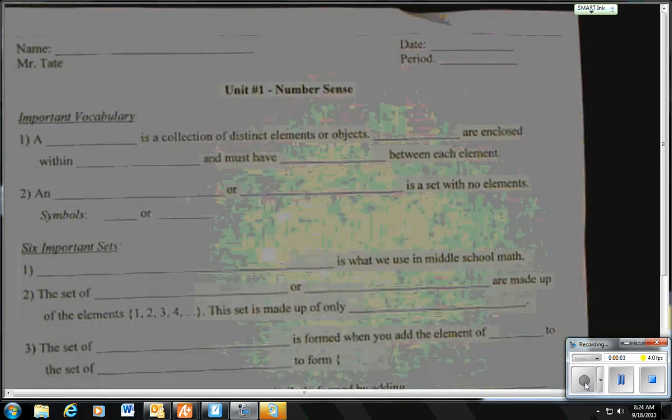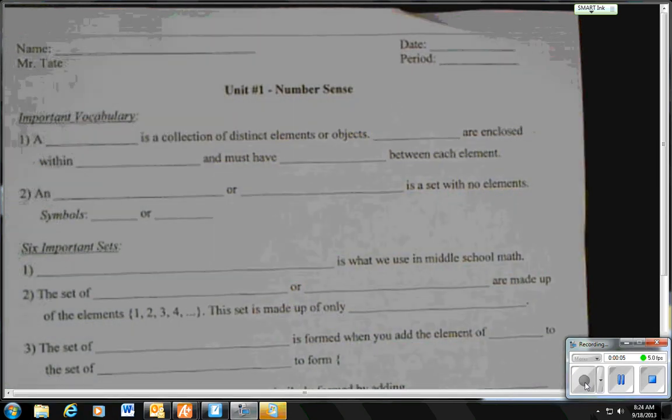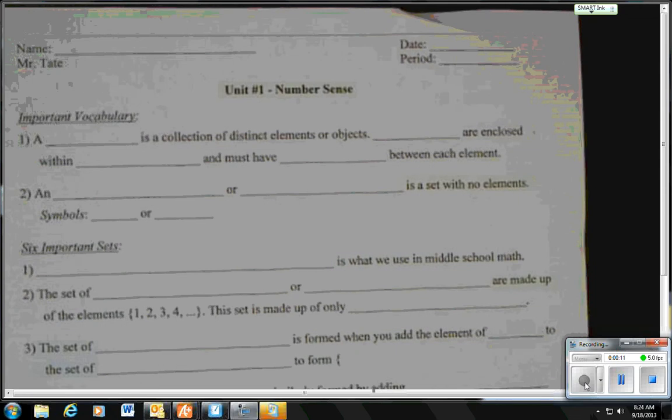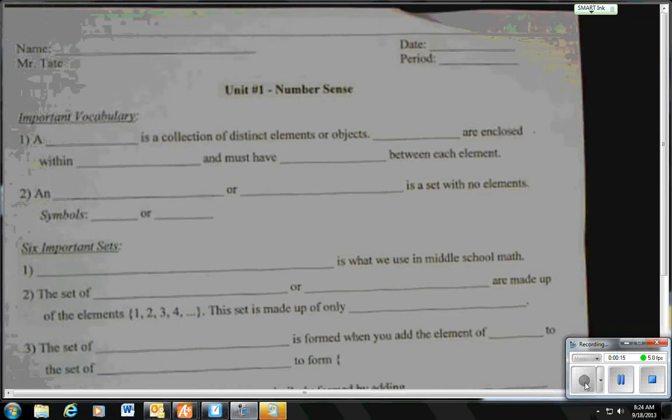Okay, these are your notes for Chapter 1, Number Sense. We're going to be looking at counting numbers, whole numbers, integers, rational numbers, and irrational numbers.